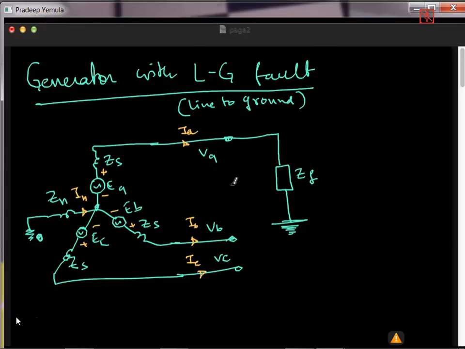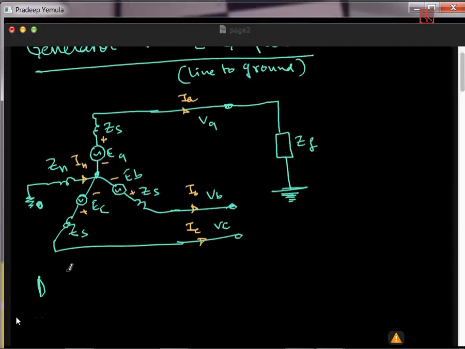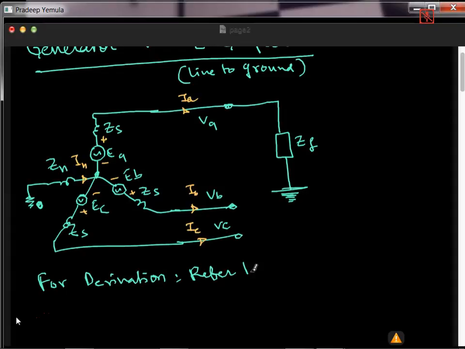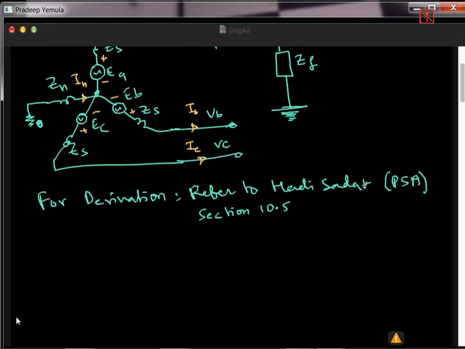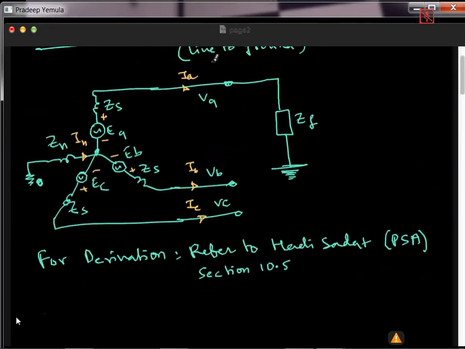Since the derivation is quite long, for the derivation I suggest you refer to the Hadi Saadat textbook on power system analysis, section 10.5. What I am writing is directly the sequence networks. So this is the three-phase network.